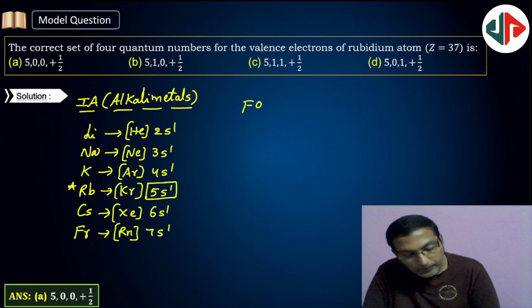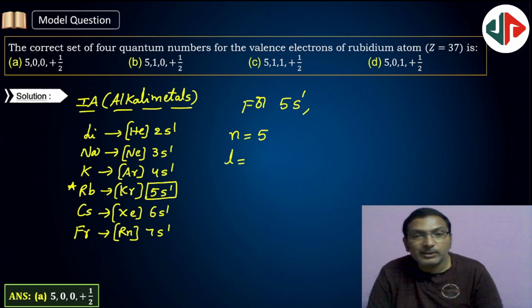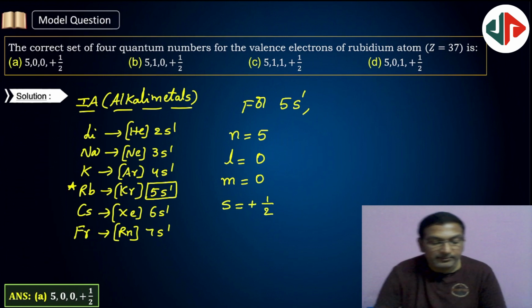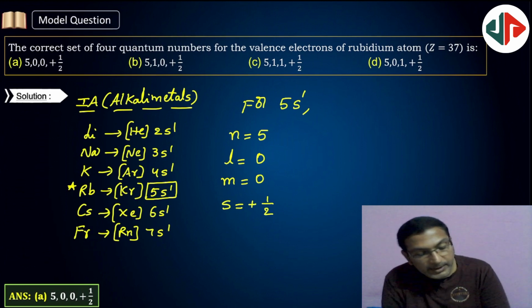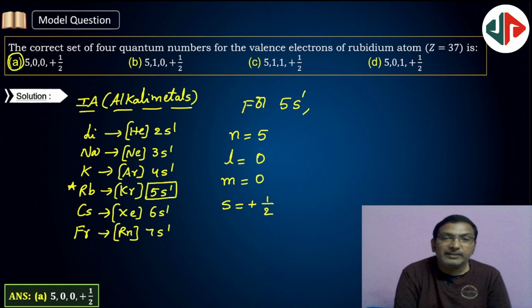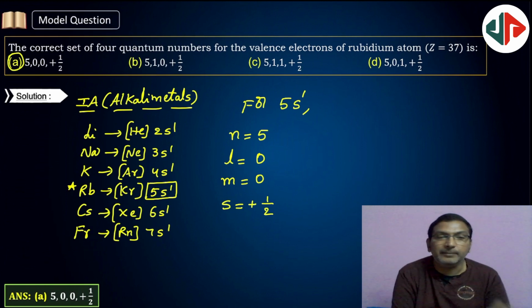So for 5s1, the quantum numbers may be n equal to 5, principal quantum number. Azimuthal quantum number 0. If L is 0, M becomes 0. Next, 1 electron is present. We can write plus half or minus half. Plus. So quantum numbers are 5, 0, 0, plus half. Option A. 5s1 is valence electron of rubidium.